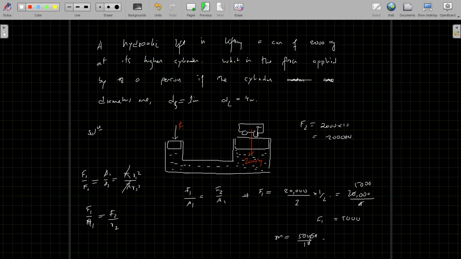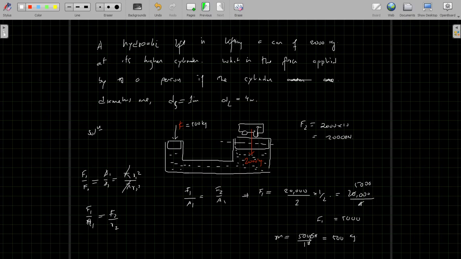If I do, it gives me 500 kg. That means you need to apply a force equal to 500 kg on this side. So if you place a 500 kg mass there, the car will get lifted. But how much will it move? Let us see. How much lift can you get? How much displacement is this?